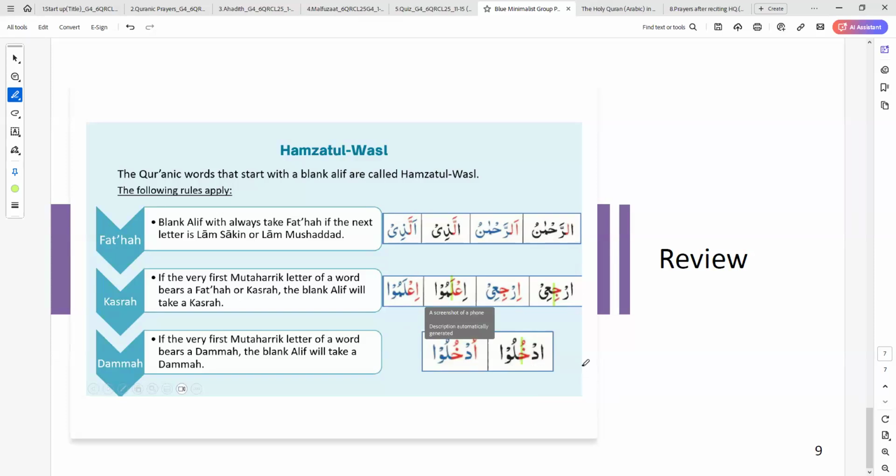We also learned and revised about Ikhfa or concealment.